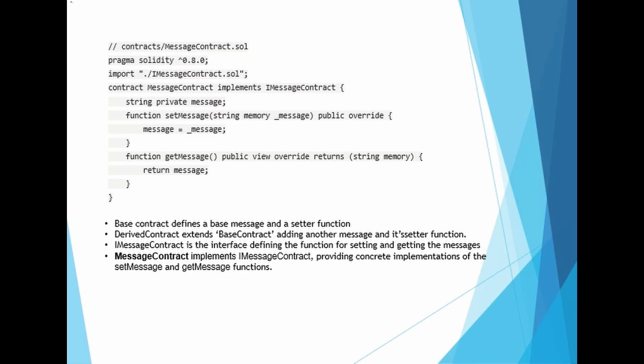Then MessageContract.sol implements the IMessageContract interface. It contains a private message string variable. It provides the setMessage function to set the message and provides the getMessage function to retrieve the message.